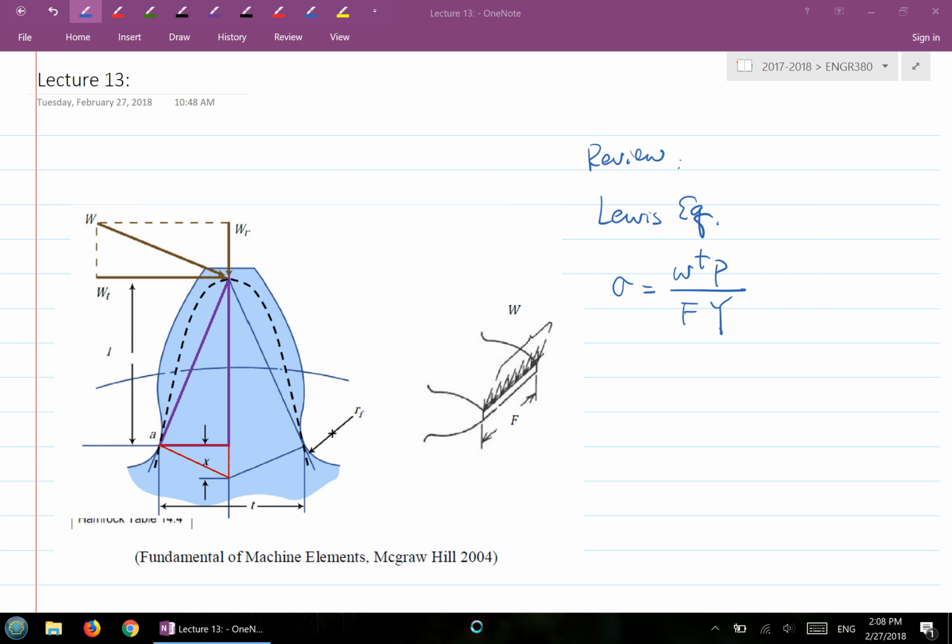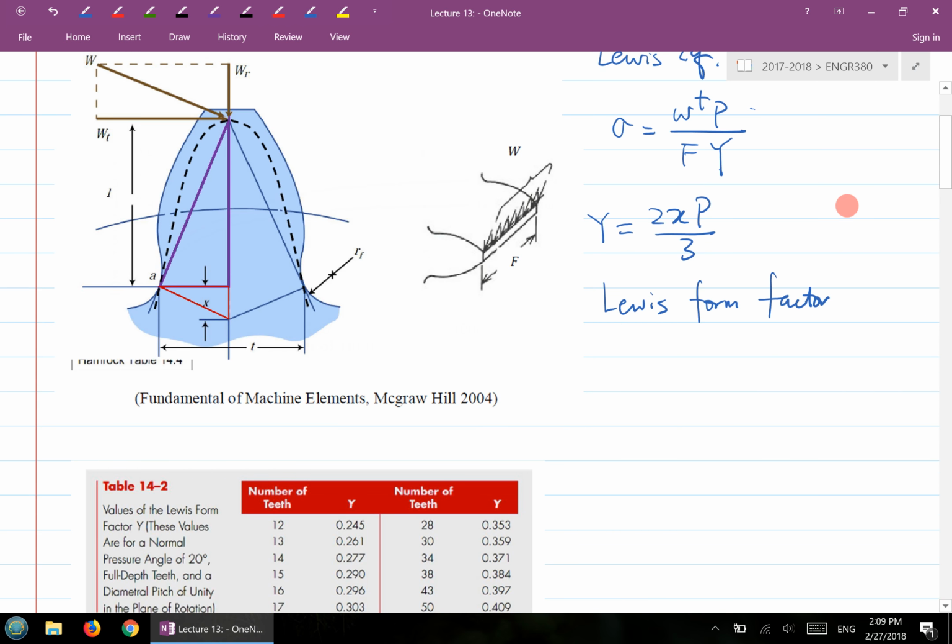Inside this equation, W_T is the transmitted load, which is a horizontal force. Capital P is the diametral pitch. F is the face width, and the Y here is called the Lewis form factor. So Y is equal to 2xP divided by 3, which is basically called the Lewis form factor. It's a factor that's closely related to the form of the gear tooth. There are a number of things here that I wanted to point out.